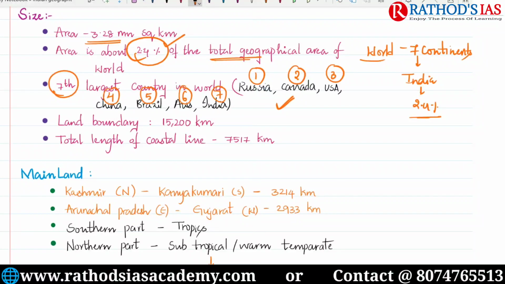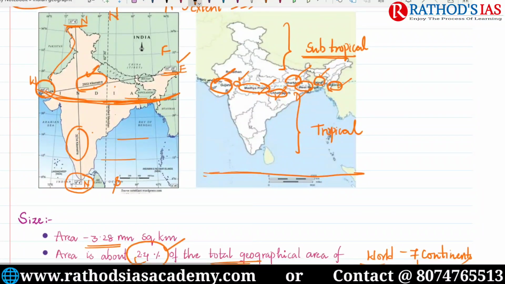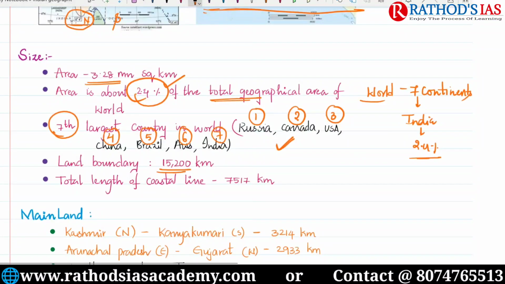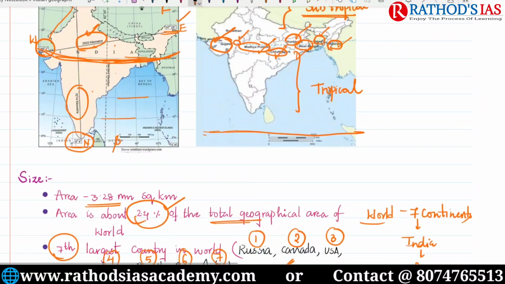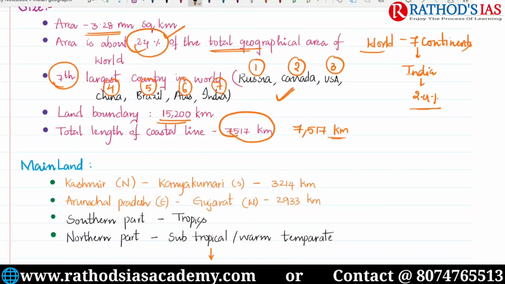And if you are talking about land boundary, throughout India, this land boundary of our India is about 15,200 kilometers. So what is the land boundary? It is approximately 15,200 kilometers. And if you see the coastline, that is from here, this part, the coastline of India is around 7,517 kilometers. So coastline is 7,517 kilometers.